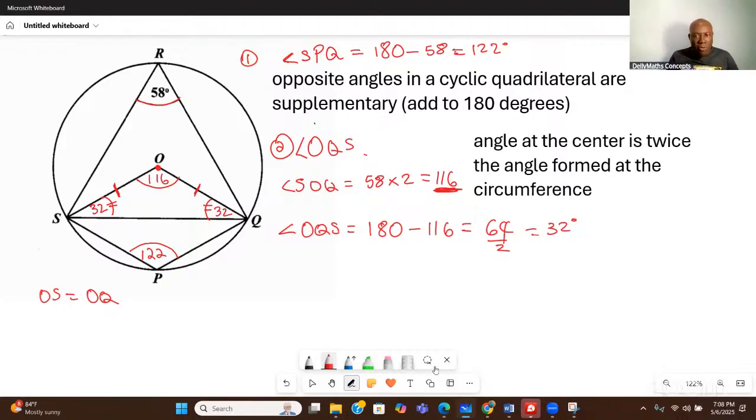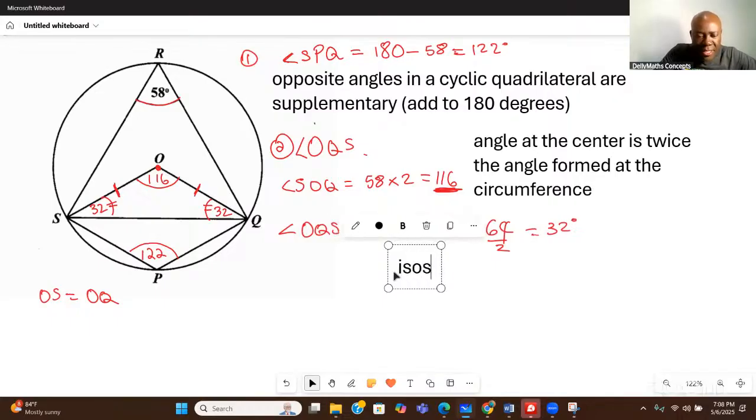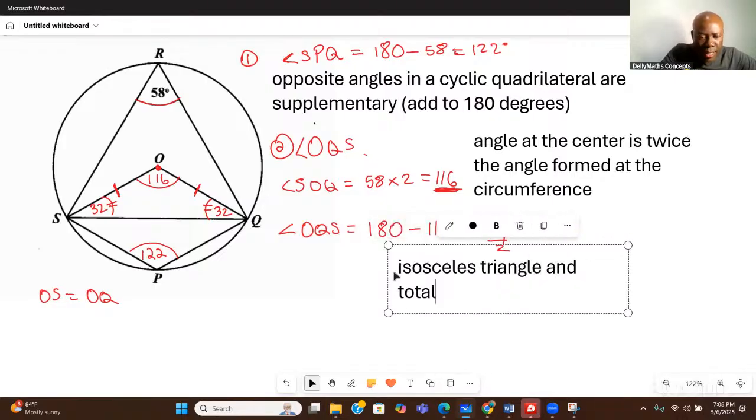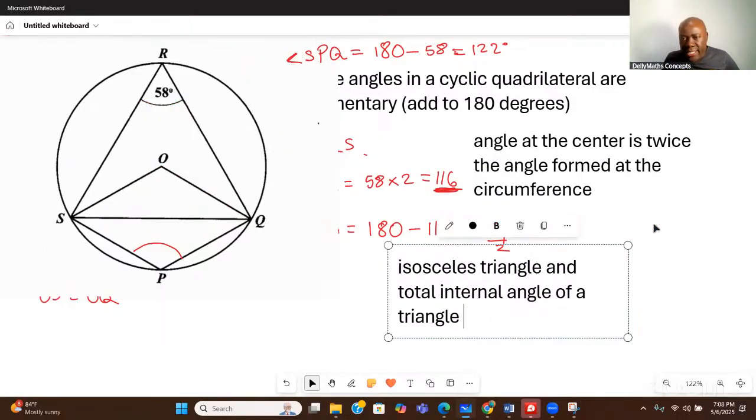Let me just pause for a moment right here. So we got that. And then we could say, I'm just going to say the isosceles triangle here. We utilized the isosceles triangle, yeah? And we utilized the total internal angle of a triangle, right? We used that to walk ourselves to the end just now.